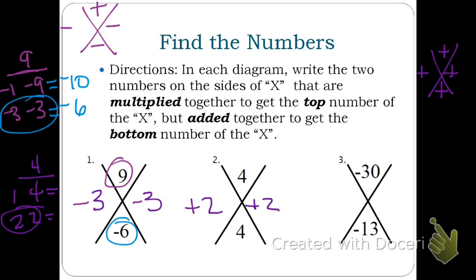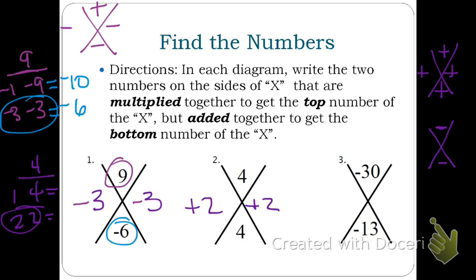So this method is going to be key for factoring. So let's keep on practicing these. Let's try another example, number 3. What kind of scenario do we have here? We have a negative number on bottom and a negative number on top. Negative on top and a negative on bottom.